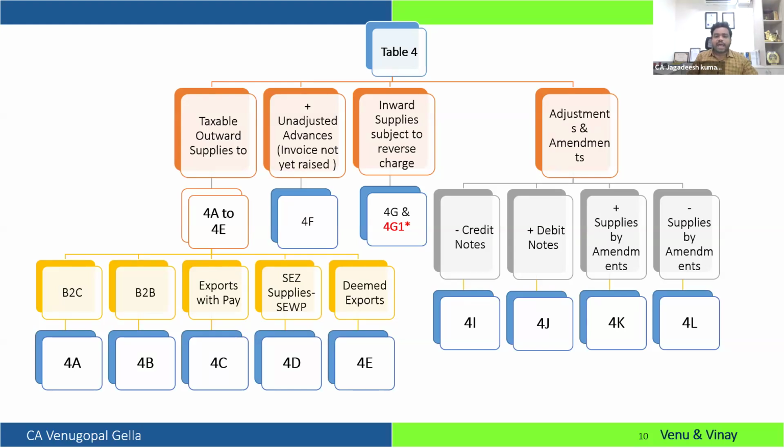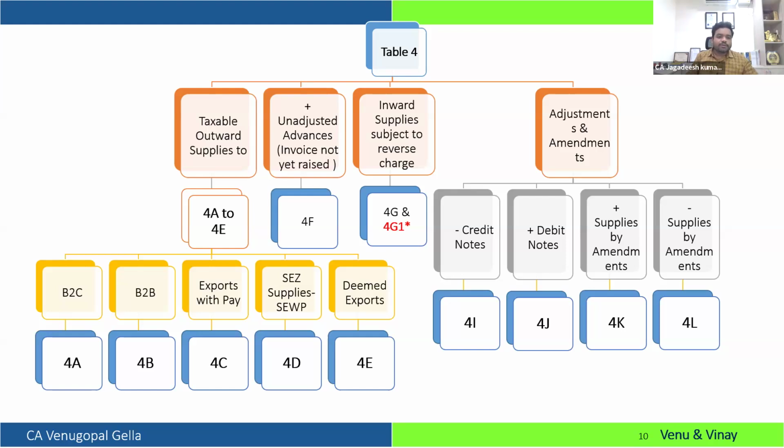Now coming to 4I to 4L, whatever adjustments we have done by way of credit note or by way of amendments, upward or downward amendments from 4B to 4E, we need to report in table 4I to 4L. Whereas if you have issued any credit note or made an amendment related to the B2C, you need not report it in table 4I to 4L. Any adjustment is there, you directly make the adjustments in 4A itself.